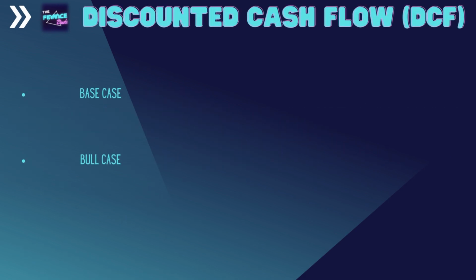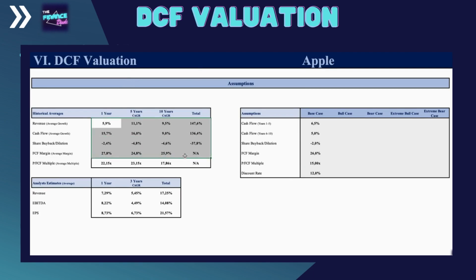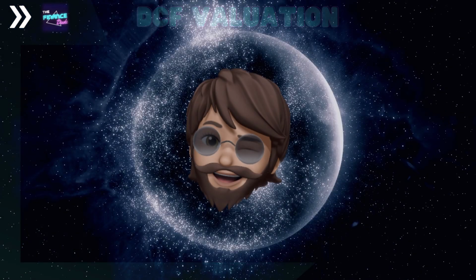Base case, bull case, bear case, extreme bull case, and extreme bear case. I will begin by developing the assumptions for the base case scenario. Its past performance figures and Wall Street analysts' forecasts will be the primary source to justify the assumptions I'll use. Once these first scenario assumptions are established, I will move on to the remaining scenarios, either increasing or decreasing the assumptions to be more optimist or pessimist respectively.